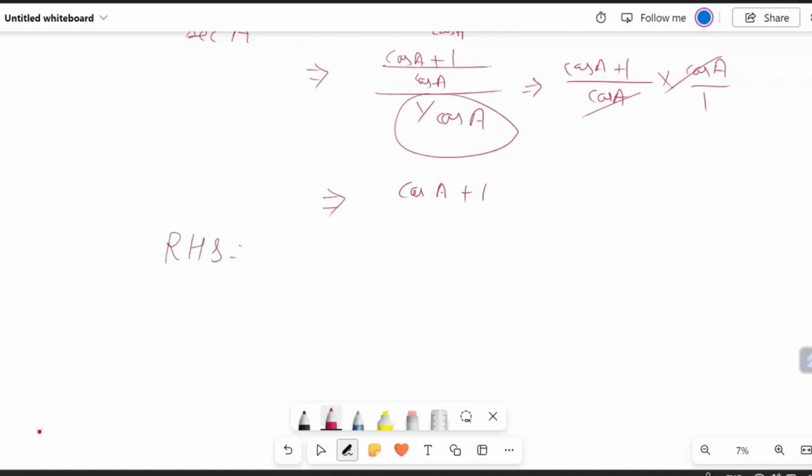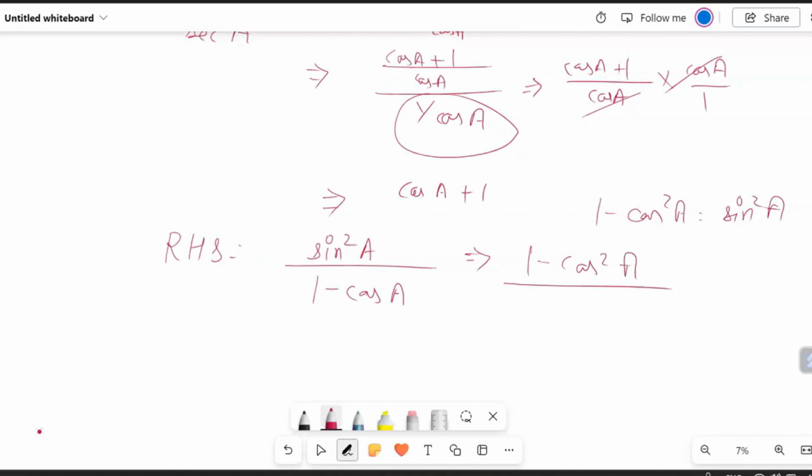What is RHS, bachcho? Sin square A divided by 1 minus cos A. Sin square A can be written using the identity 1 minus cos square A is equal to sin square A, right? So (1 minus cos square A) divided by (1 minus cos A).